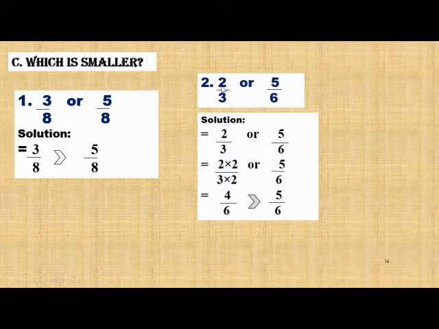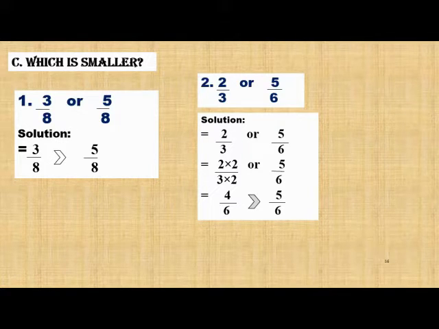Now move to question number 2, which is 2 upon 3 or 5 upon 7. As you can see, in question number 2 the denominators are different, which means these fractions are called unlike fractions, because in unlike fractions the denominators are different. So first of all, you have to make the denominators the same. How can you make the denominator the same?